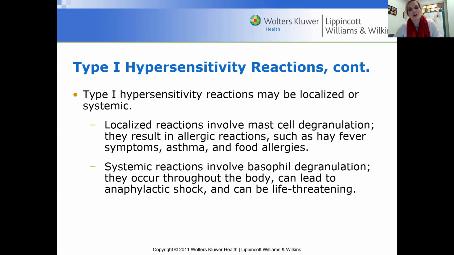Systemic reactions, however, you don't need to know that it's basophil degranulation, but this means that it occurs throughout the body, and these can be more life-threatening. So this is where the anaphylactic shock comes in, where maybe breathing has been cut off and it's a little bit more severe. So people with very severe allergies to certain things, where the anaphylactic response may be a result of their allergy, typically are the ones carrying around those EpiPens, because epinephrine, if you remember from the endocrine system, is going to jolt their body awake pretty much.